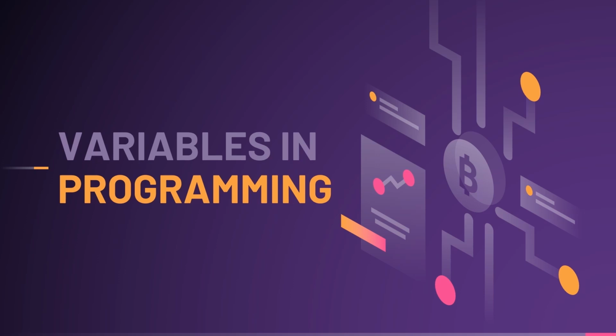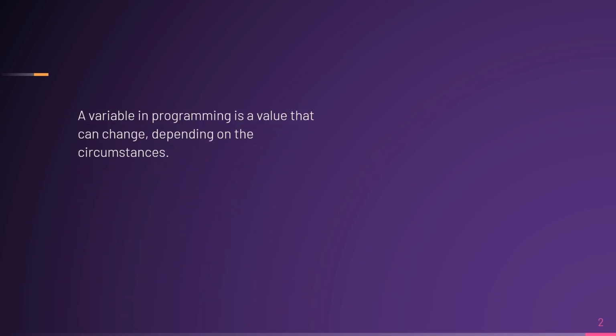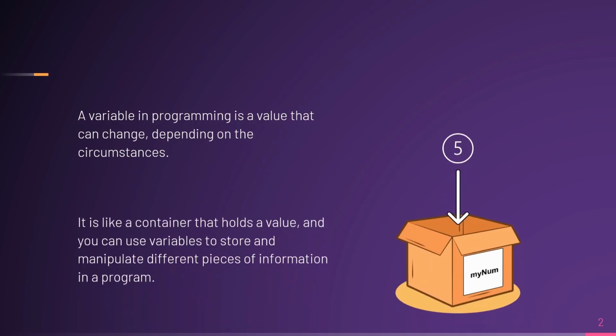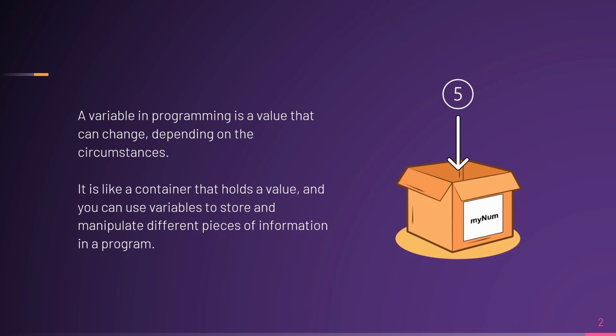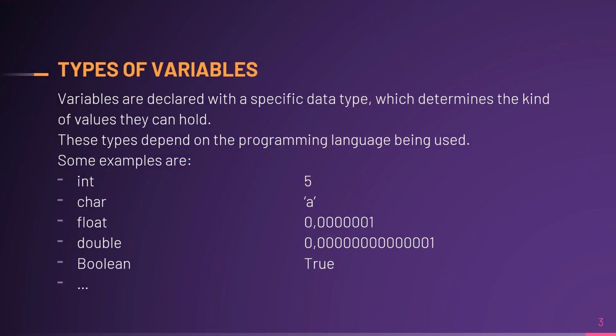What are variables in programming and how to use them? A variable in programming is a value that can change, depending on the circumstances. It is like a container that holds a value, and you can use variables to store and manipulate different pieces of information in a program.